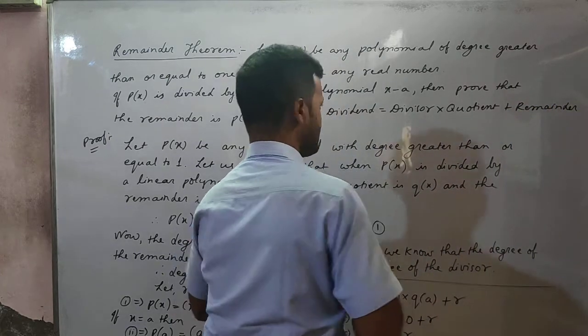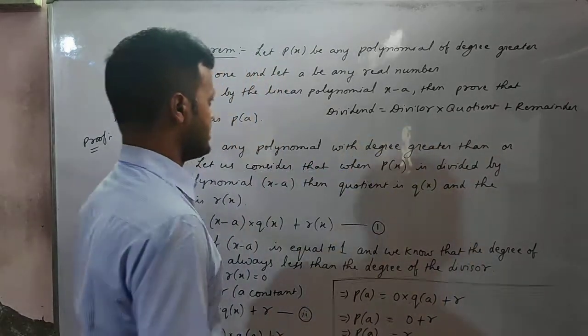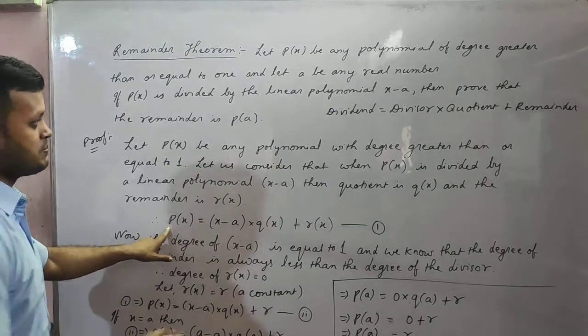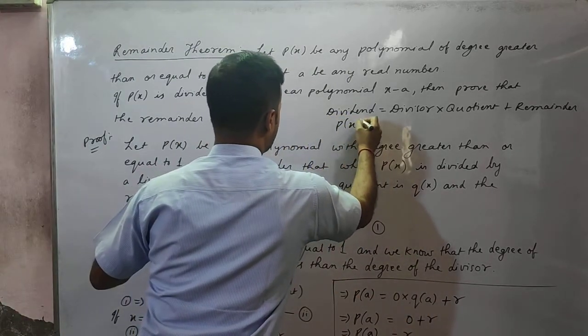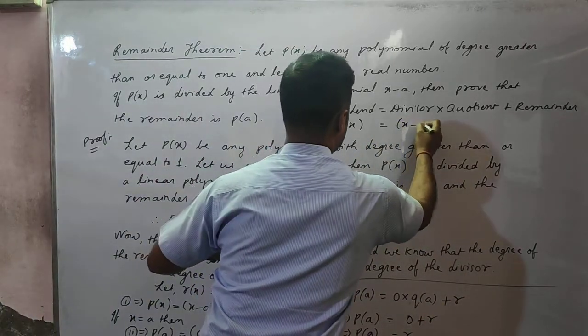Students, can we write this? Dividend is equal to divisor into quotient plus remainder. So what is the dividend here? Dividend is px. So I write here: dividend is equal to divisor. What is the divisor? x minus a. So write here x minus a.